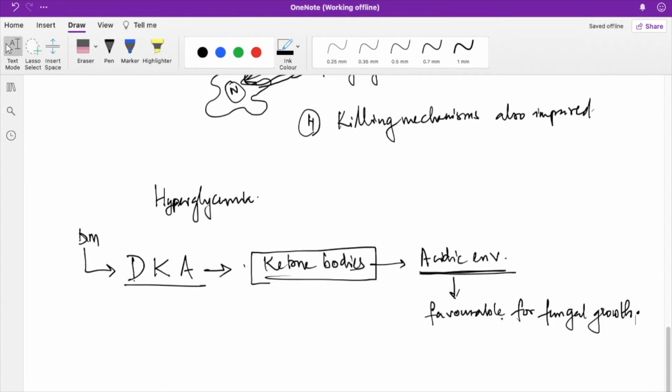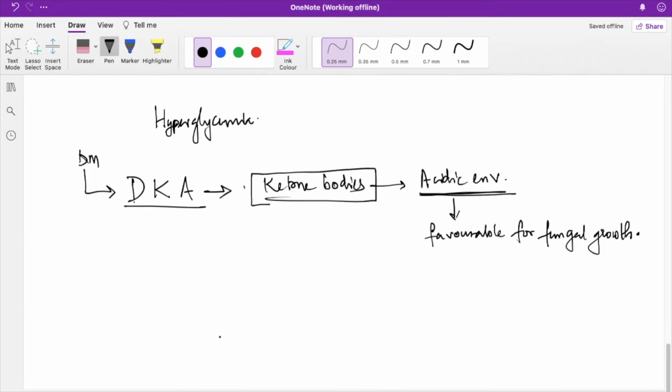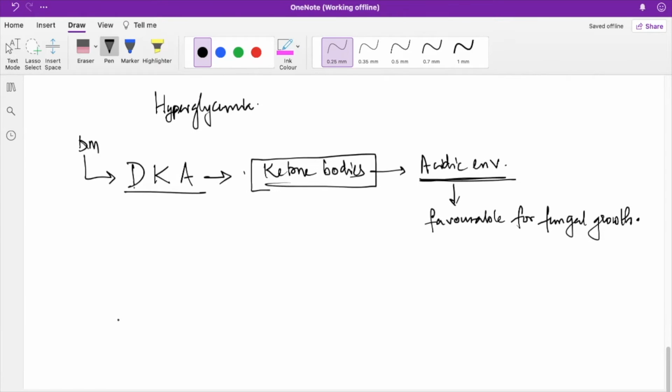So on one side there is hyperglycemia that is impairing all the immune functions, and on the other side there is this acidic environment that is caused by DKA that is favoring the fungal growth. And this is why in a diabetes mellitus patient there is an increased chance for fungal growth than in a normal person like me or you. And that too, when there is uncontrolled hyperglycemia, when your sugar level is not under control, there is an increased chance.